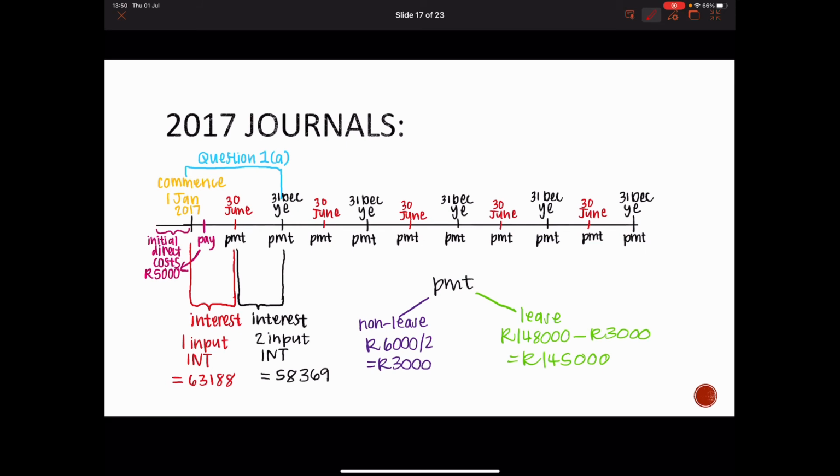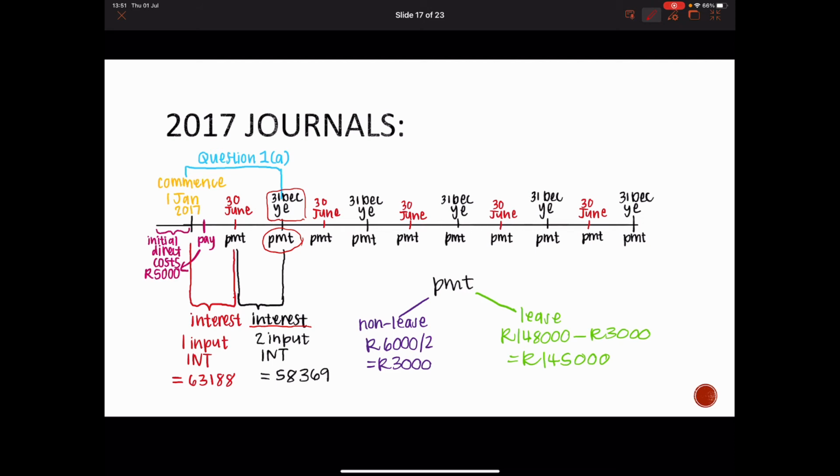Now we did the journal entries for the first payment. So now we should go and do the journal entries on 31 December, which is your year end, as well as the date of your second payment. So as we've done previously, you should go and do the journal entry for the interest that is accrued up till this point, as well as the payment that you've made.